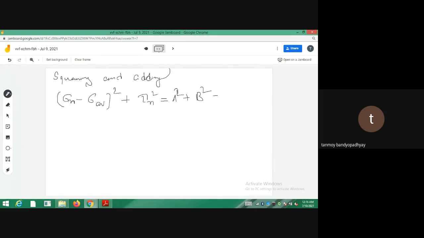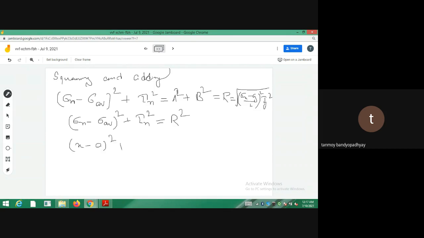Ok, a square plus b square should come out to be some value, which I am representing by r. R is the root over of, you can just check also, sigma x minus sigma y by 2 whole square plus tau xy square. So I am calling it sigma n minus sigma average whole square plus tau n square, that is equal to a square plus b square, something like r square I am writing it.